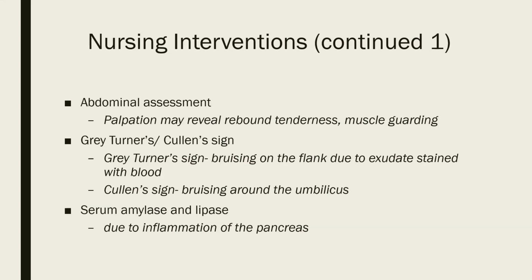We are going to do an abdominal assessment. Palpation may reveal rebound tenderness and muscle guarding. We may also be able to assess Gray-Turner sign or Cullen's sign. Again, Gray-Turner sign is bruising on the flank due to the exudate stained with blood. And then Cullen's sign is bruising around the umbilicus.